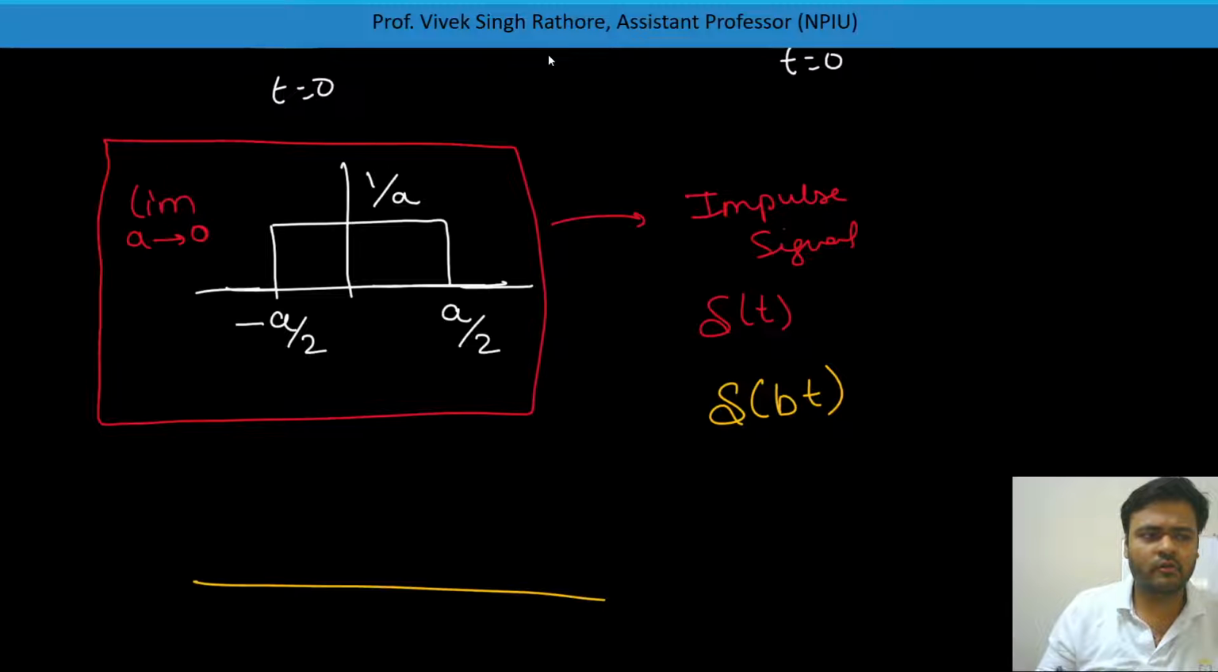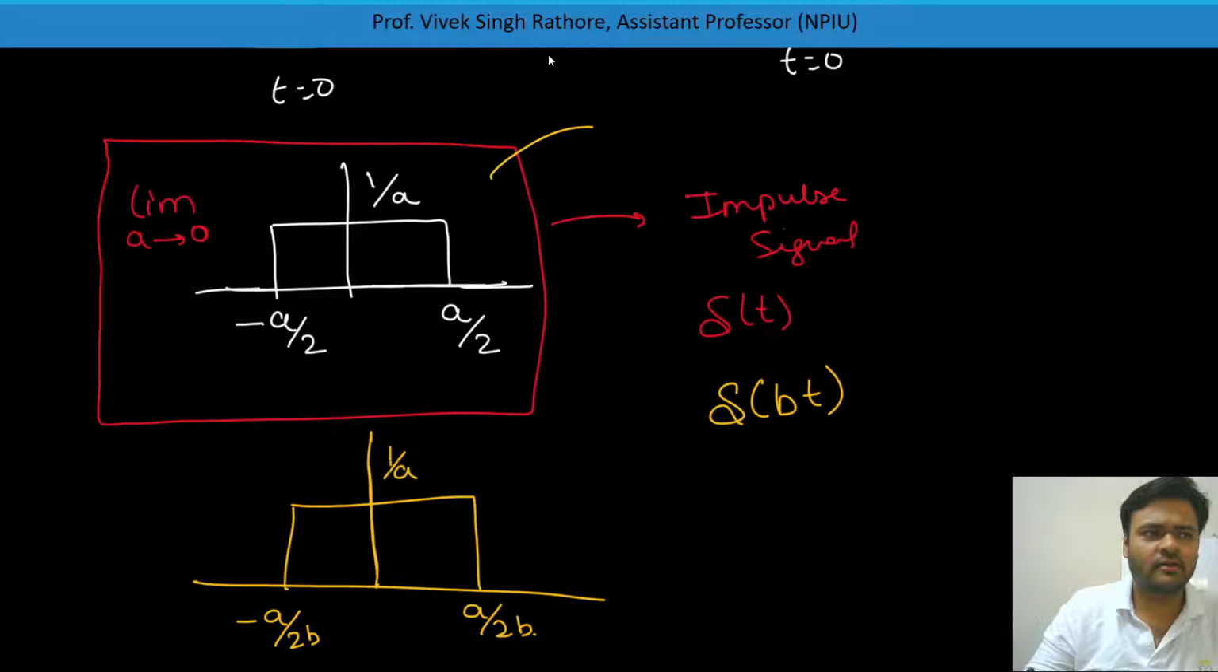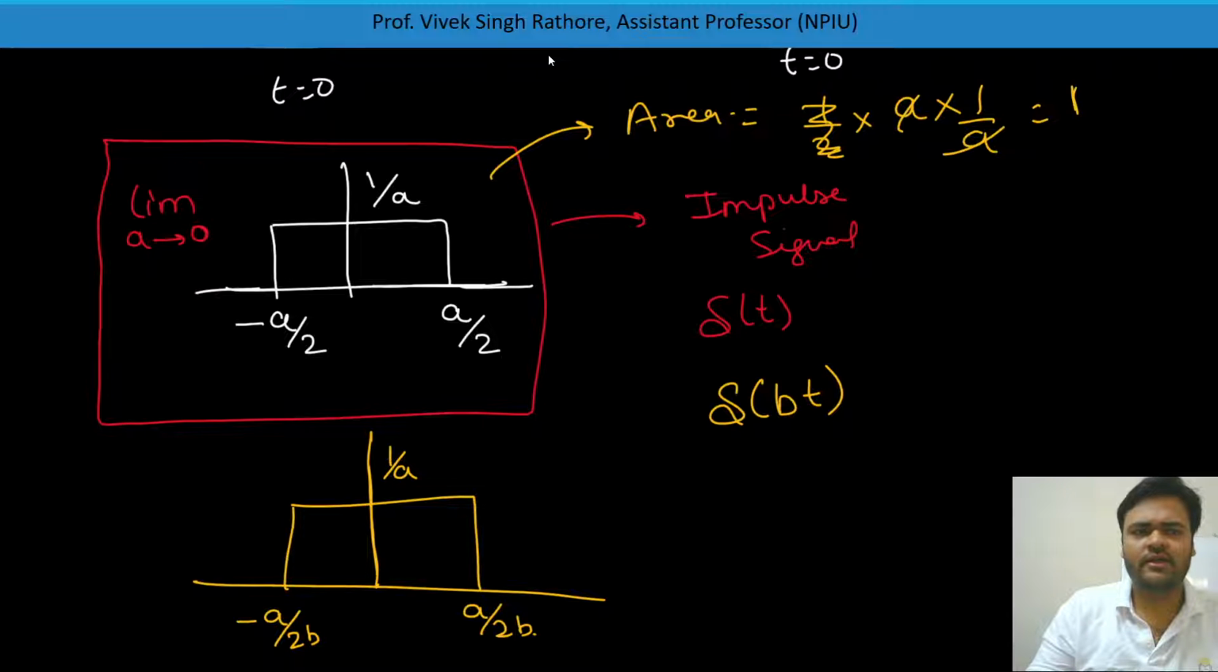Let us do it once again. Whenever we do time scaling, we just divide these values by the scaling factor. So minus a by 2 becomes minus a by 2b, and a by 2 becomes a by 2b, and the magnitude remains the same. Now see what the area was. Since it is not a triangle, area is just base into height. The base width is minus a by 2 to a by 2, overall a, and the height is 1 by a, so the area was 1. It was an impulse signal and the area was 1.